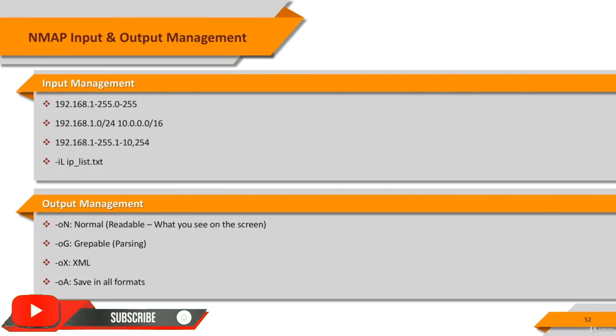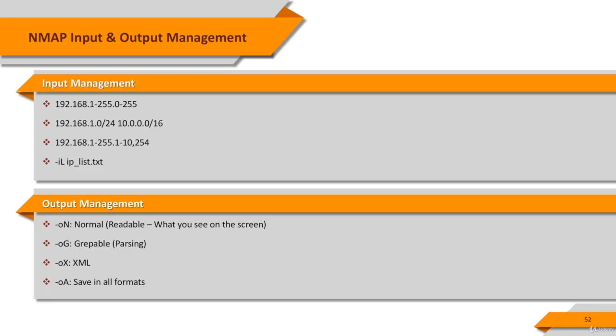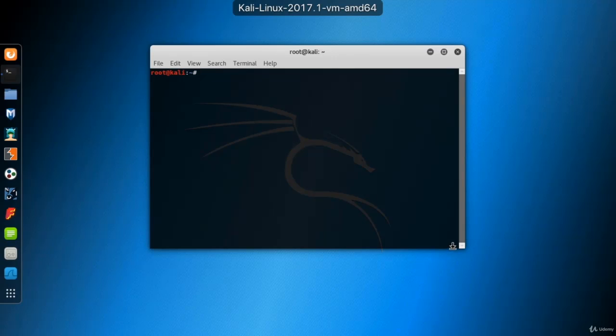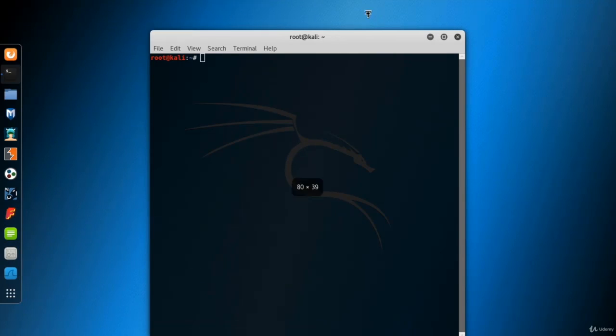So a few lectures ago, we saw how we identify which ports are scanned. Now in Input Management, we'll see how we identify which systems are scanned. Okay, go to Kali and open a terminal window.